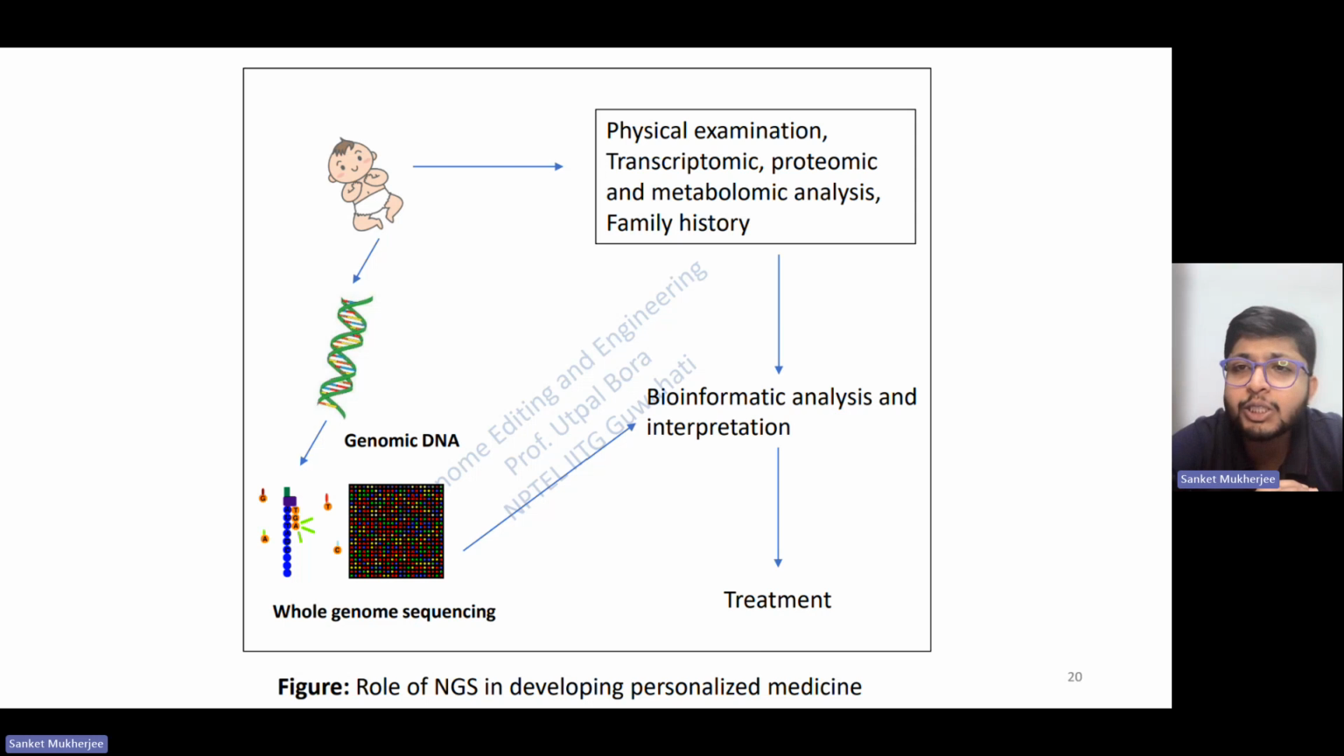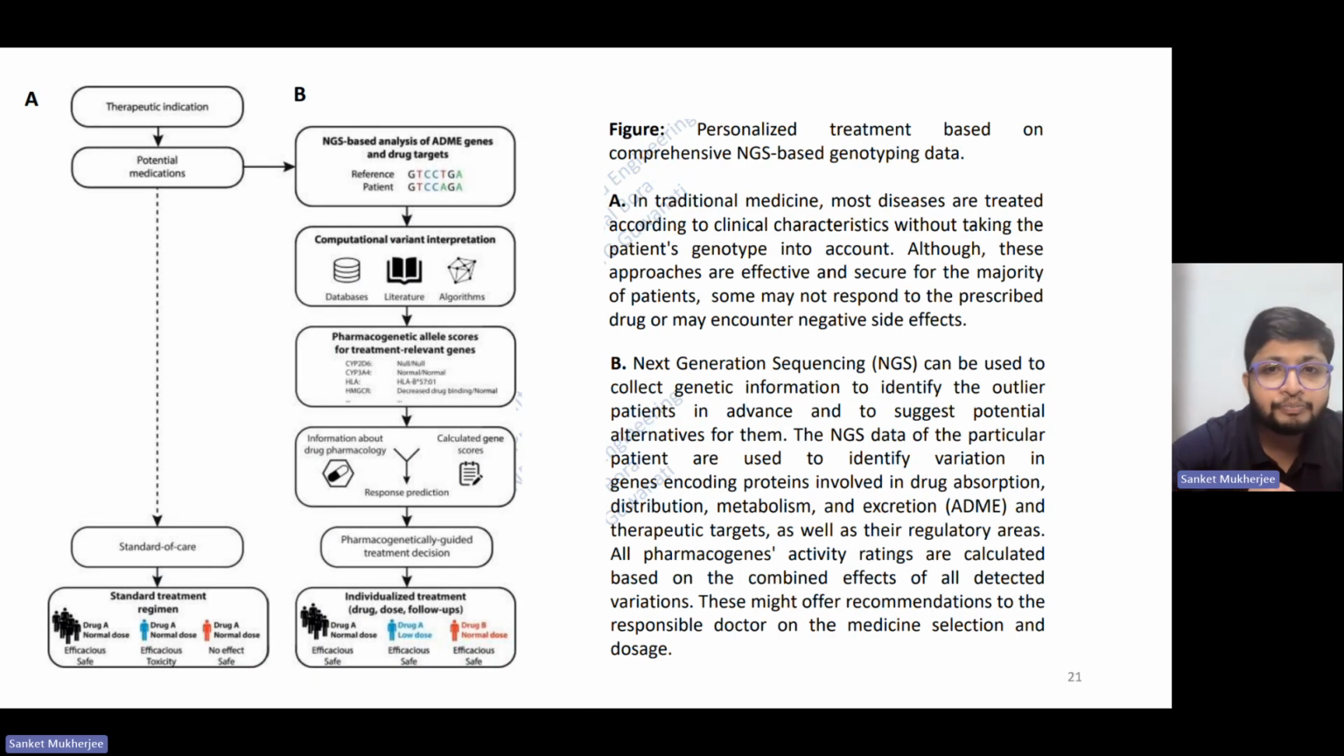So physical examination, transcriptomic, proteomic, and metabolomic analysis, family history can also be found out. Ancestral analysis, pedigrees could also be traced through this kind of technology. Bioinformatic analysis and interpretation could be done, and based on all these data that we have, we can go for treatment regimens. So that's the idea. In the figure here, you can see the personalized treatment based on comprehensive NGS-based genotypic data.